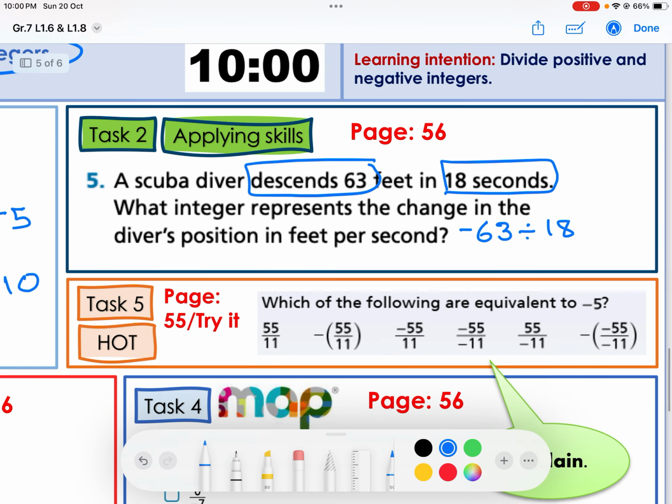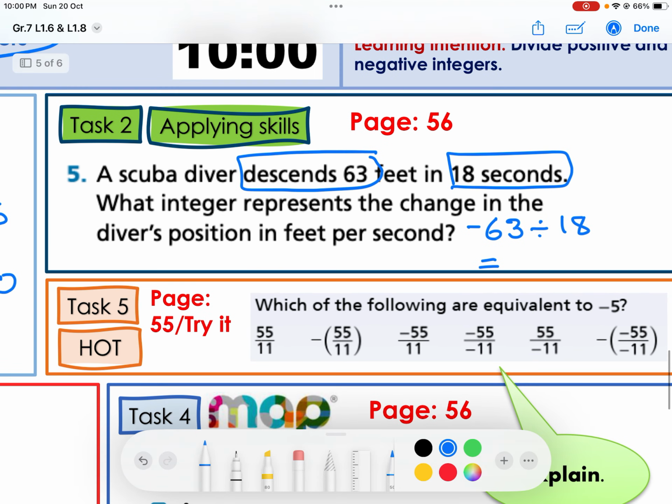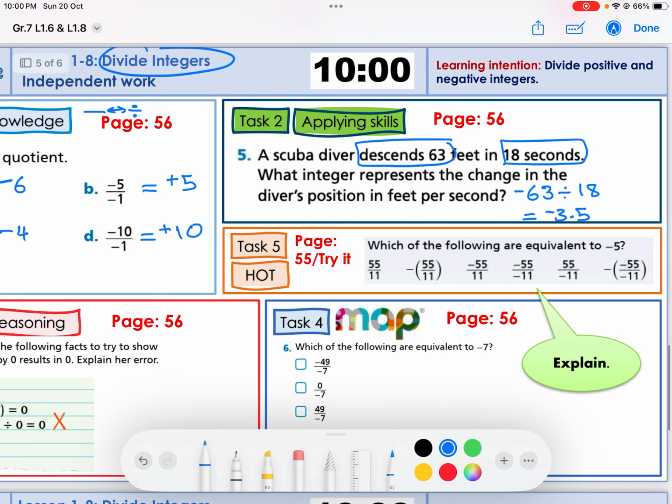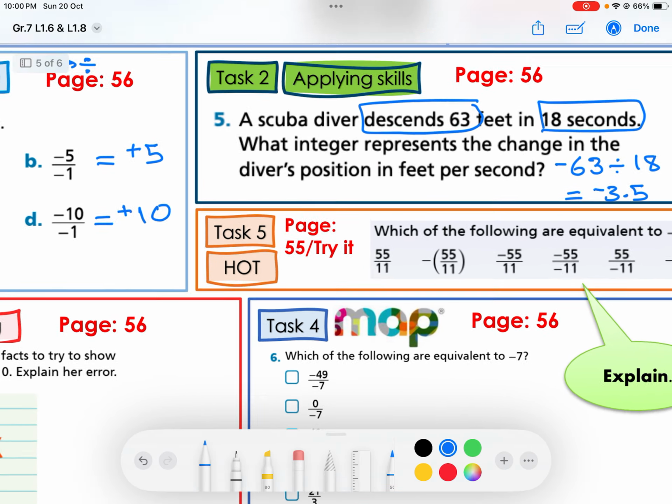You can solve this with long division. But I think the questions are direct, so you don't need long division, but just in case, practice it. Write the timetable of 18, 36, 54, and so on. So the answer will be negative 3.5. If you want to write it as a mixed number or as a decimal, feel free.